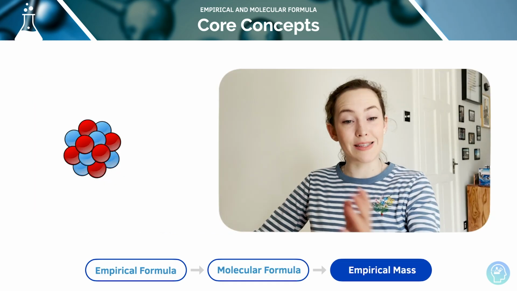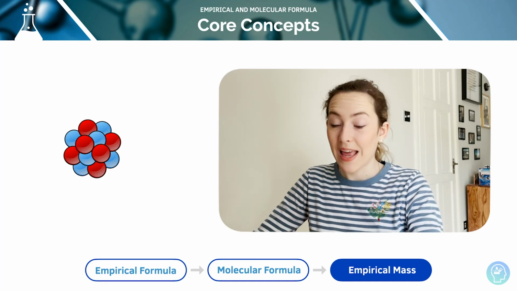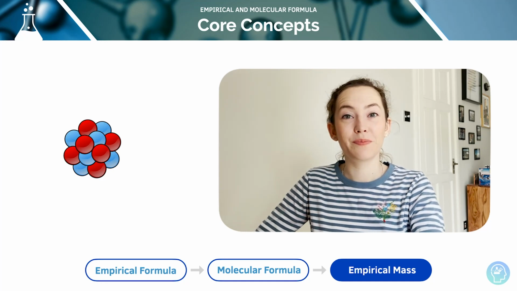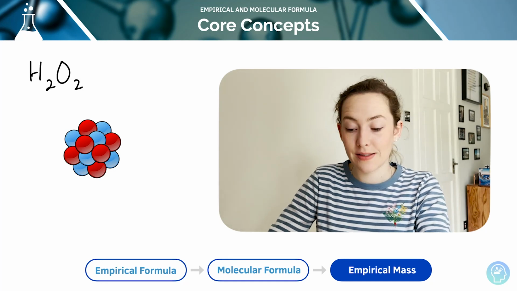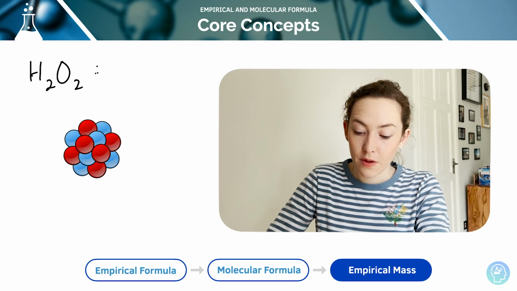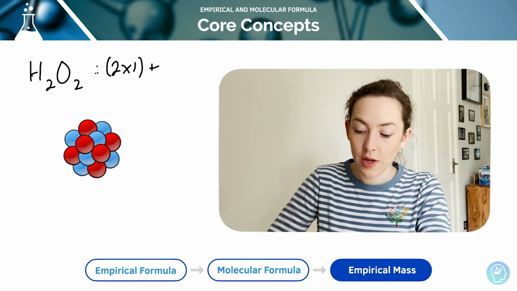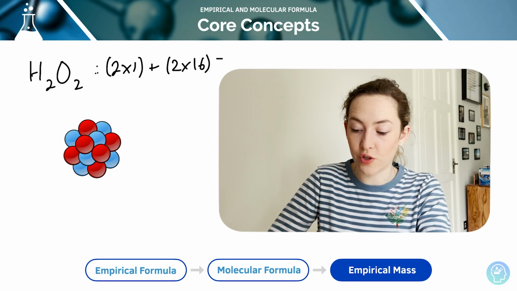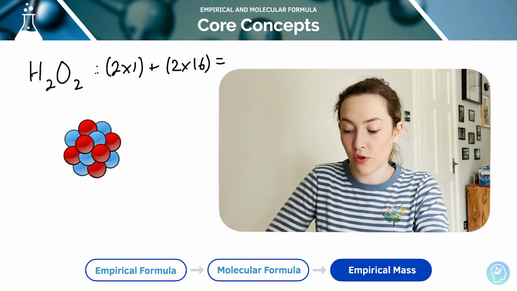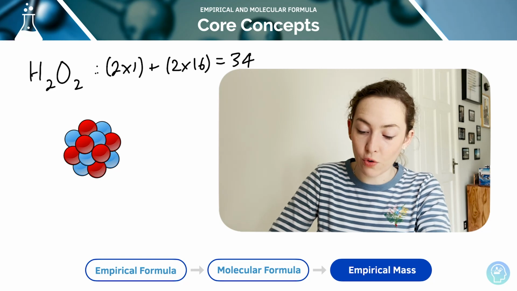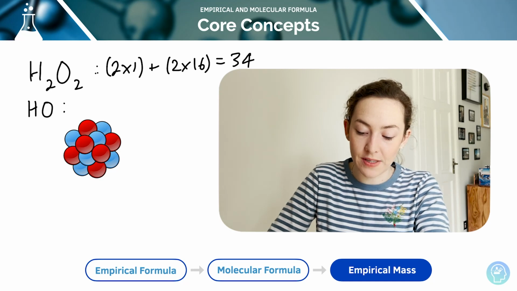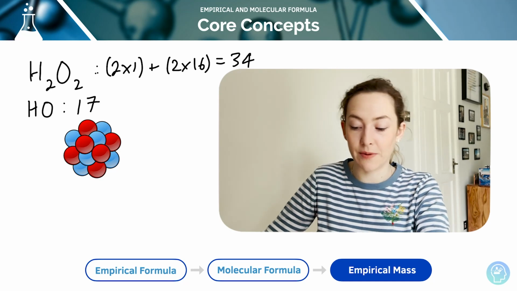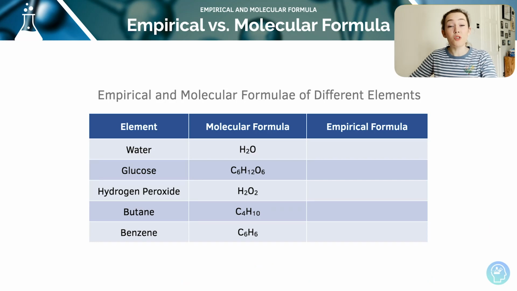The empirical mass is the total mass of all of the atoms in the empirical formula. So for hydrogen peroxide, H2O2, its molecular mass would be 2 times 1, because I've got 2 hydrogens, plus 2 times 16, because I've got 2 oxygens. So 32, 33, 34, so 34. Whereas the empirical formula is HO, so the empirical mass is just going to be 16 plus 1, 17. Pause the video and have a go at working out the empirical formula of these compounds.